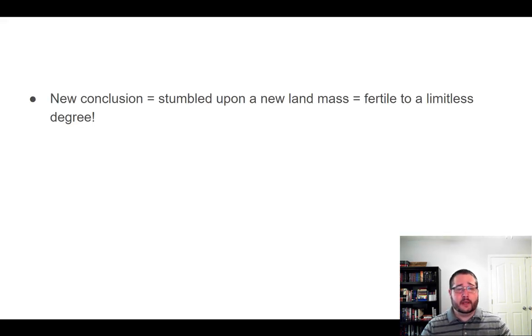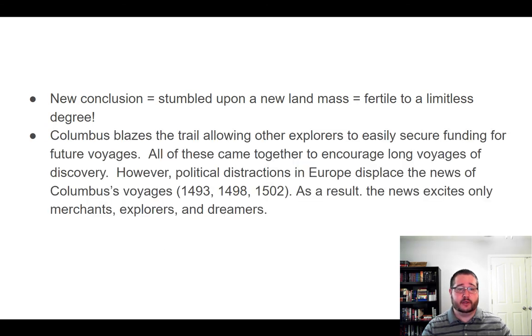You've got Columbus here, a legendary figure in history. For better or for worse, we are still talking about it. Okay, so the new conclusion he comes to after being there for a while is that he's stumbled across a new landmass. It's fertile to a limitless degree, and he blazes a trail, allowing other explorers to easily secure funding for future voyages, because he brings back things like gold and new flora and fauna, plants and animals, back to Europe that had never been seen before. So they realized they've discovered a literal gold mine, but a figurative one also, with new goods that could be traded in Europe.